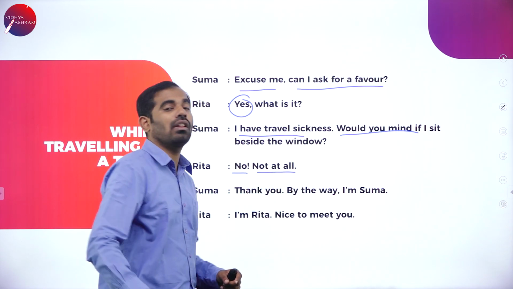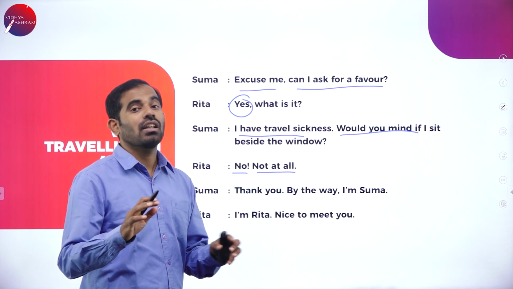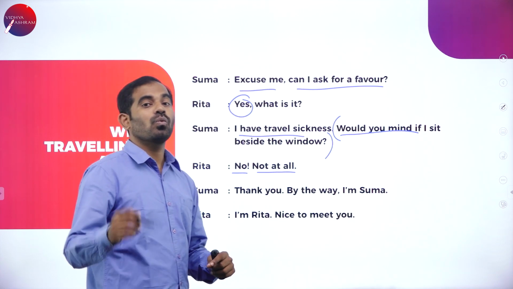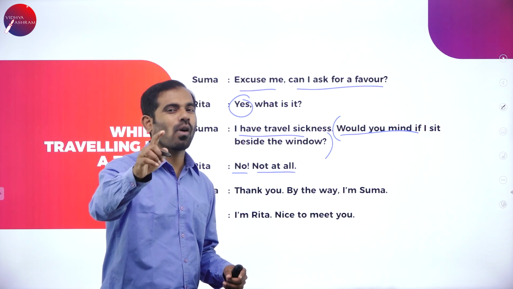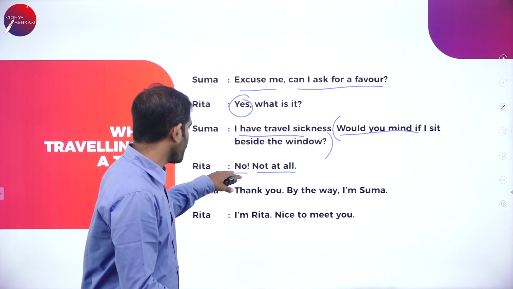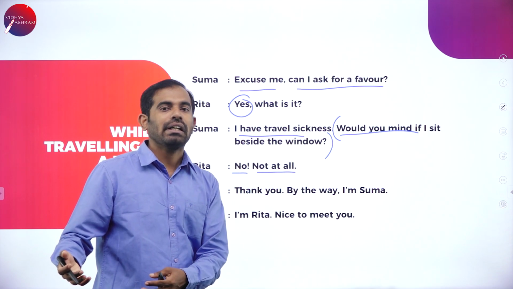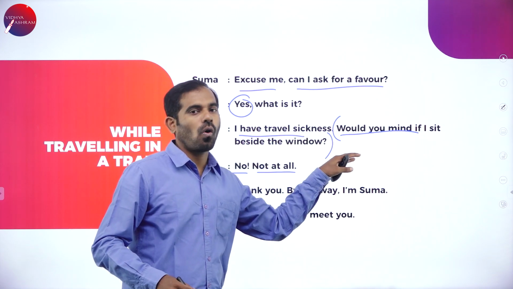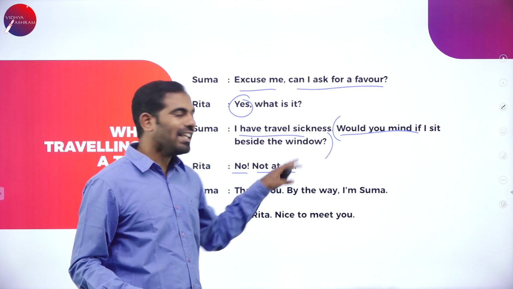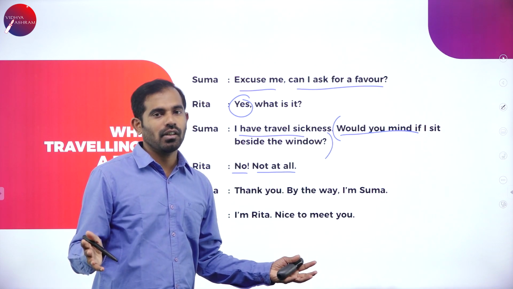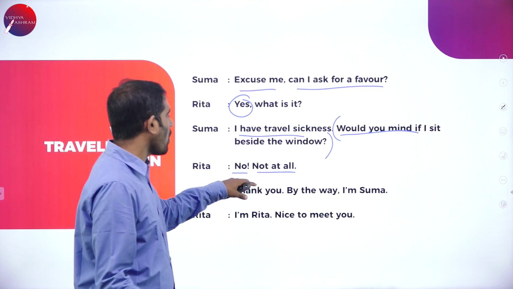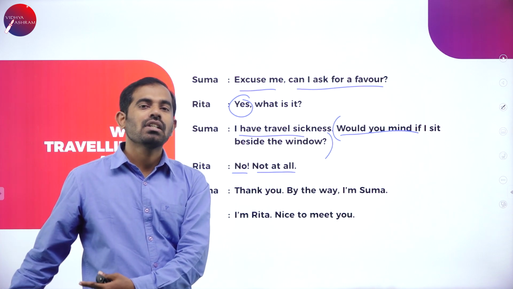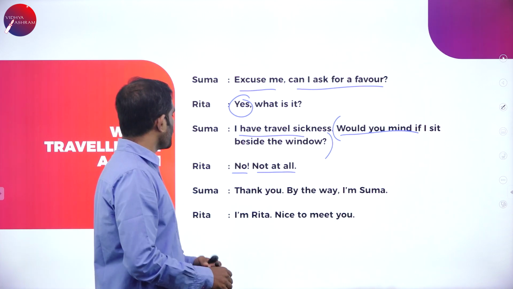No, not at all. No is not denying. What was the question she asked? Would you mind? Would you mind? Do you have any objection, any problem if I sit next to the window seat? So what would be your response? No, it's okay, come and sit. No or nahi doesn't mean you're rejecting the request or a favor here. It means I would not mind, I don't mind, please have a seat. So no, not at all is, here Rita is saying, no, I don't mind you coming and having a seat next to the window. Suma: Thank you.